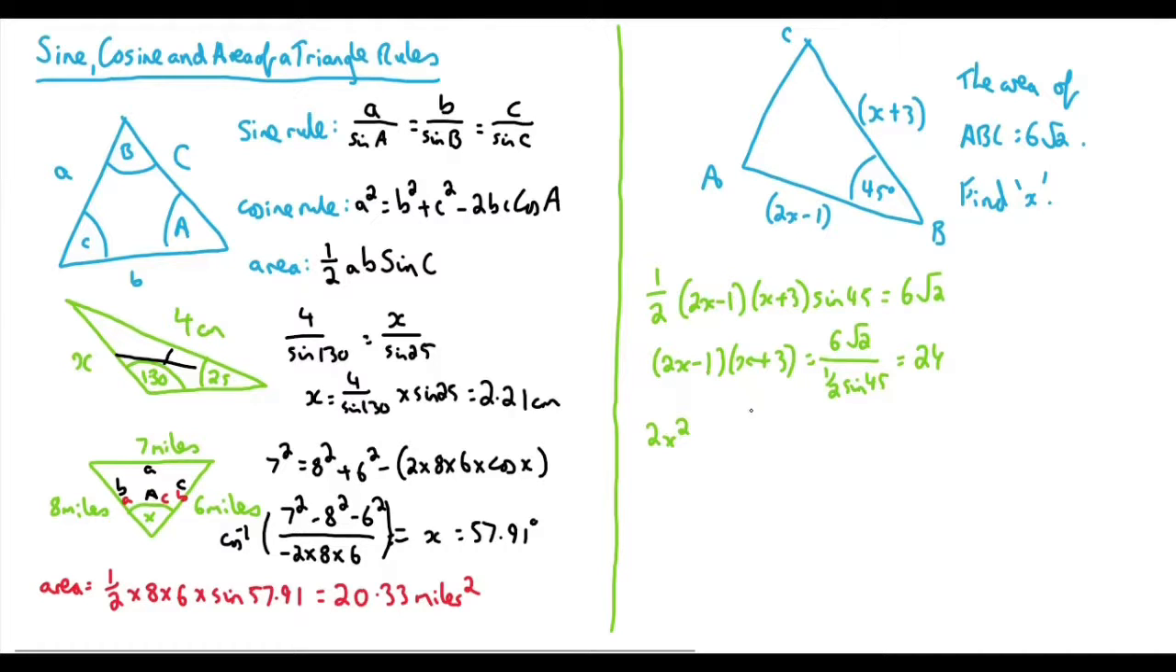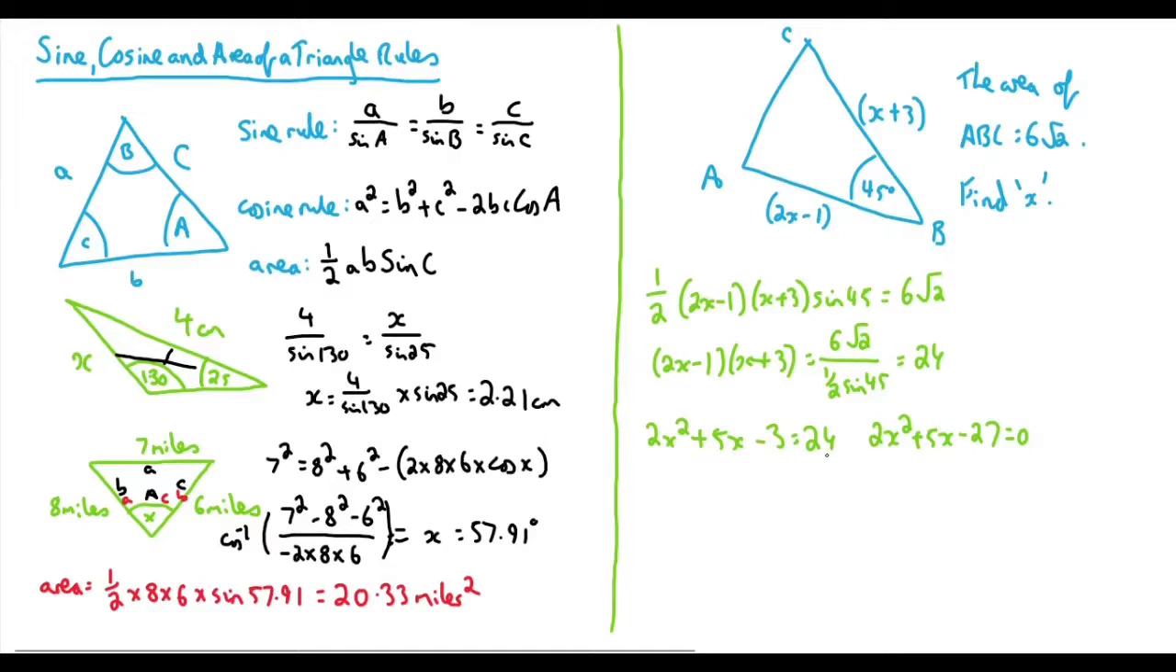Expanding these brackets then, you get 2x times x is 2x squared, 2x times 3 is 6x, minus 1 times x is minus x, so 6x minus x is plus 5x, and then minus 1 times 3 is minus 3. This equals 24, therefore 2x squared plus 5x minus 27, because you're going to minus 24 over to get a 0 on this side, will equal 0. Now that everything's on this side, we have a quadratic that we can solve.